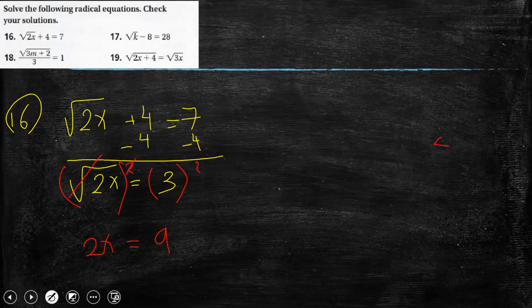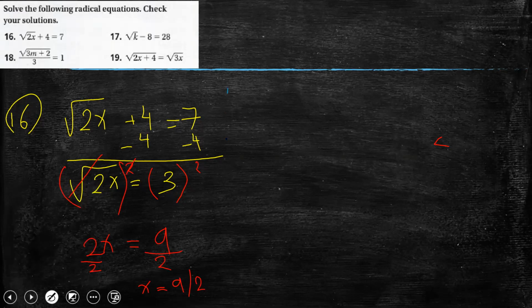Then 2 times x. I don't want 2x, I want x only. We will divide both sides by 2. Bravo. So you get x equals 9 over 2, which is 4.5.